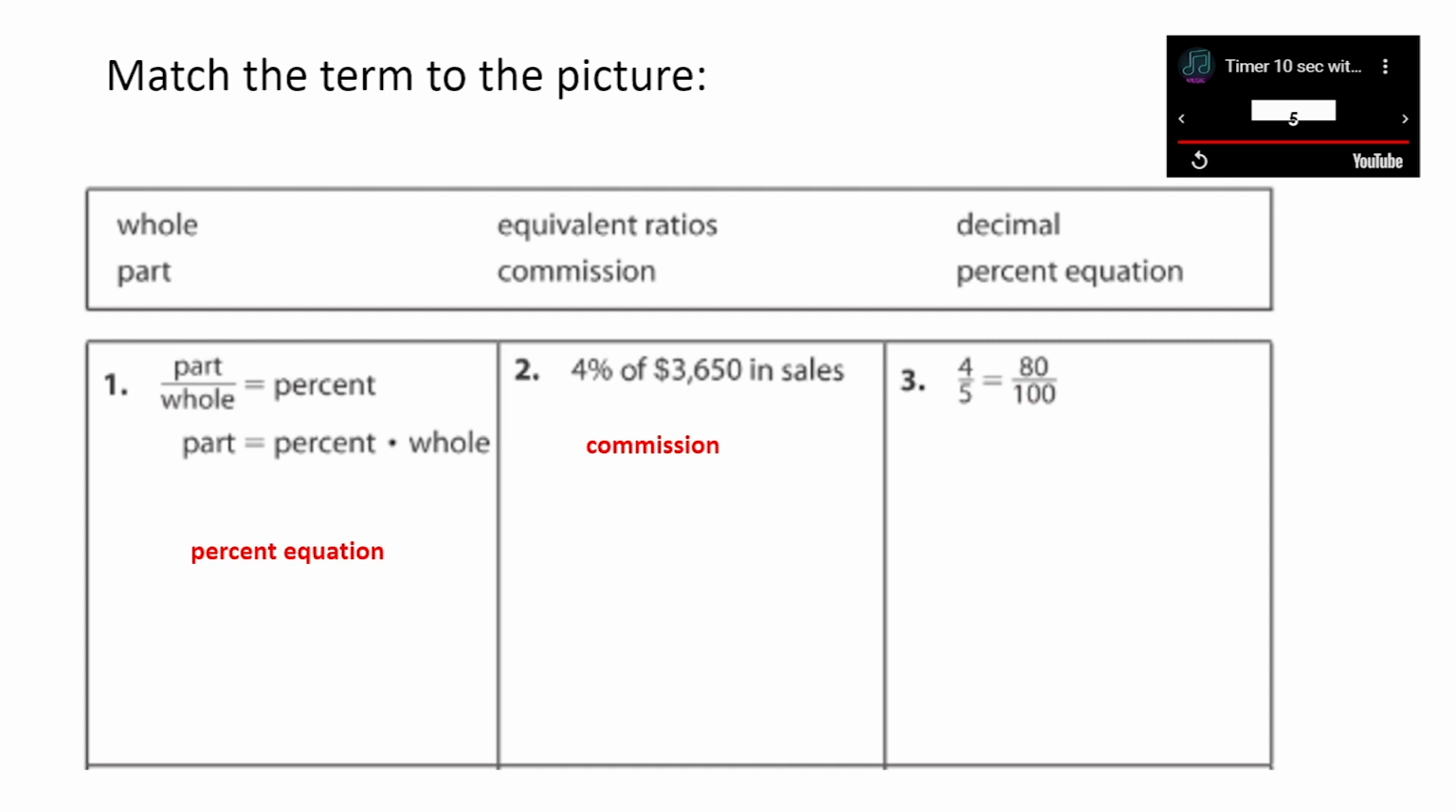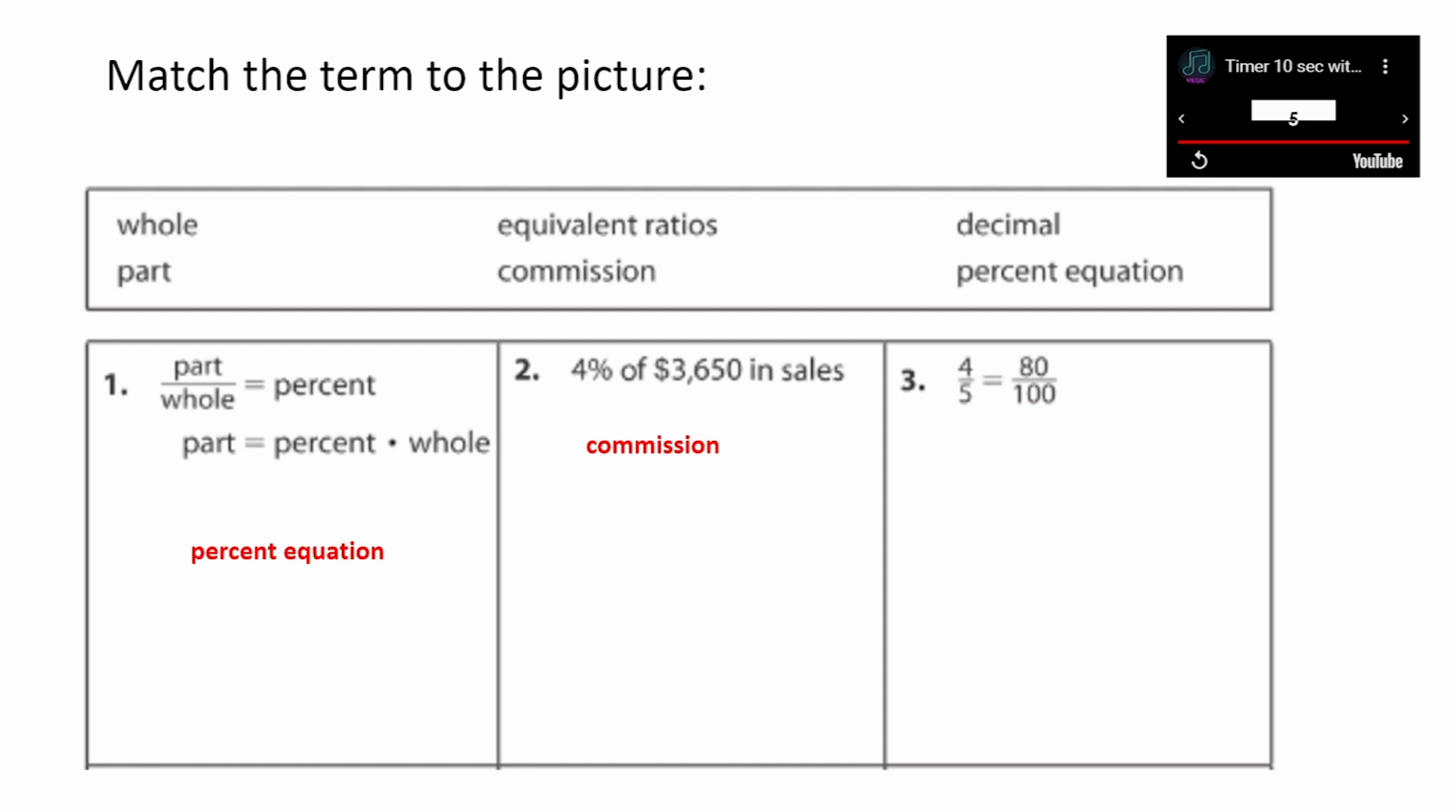So there's the word of, 4% of $3,650. If you look at the percent equation, we can sometimes think of of meaning multiplication. So 4% times $3,650 is what a salesperson would be able to take home as extra pay at the end of a month or a year or whenever.